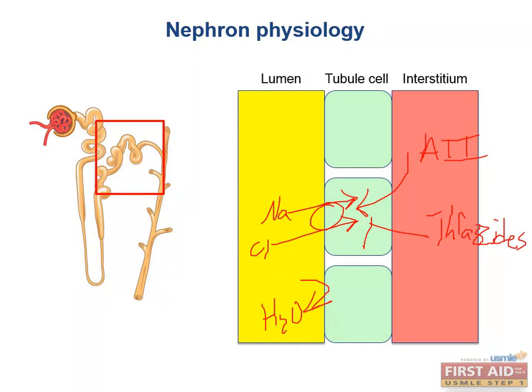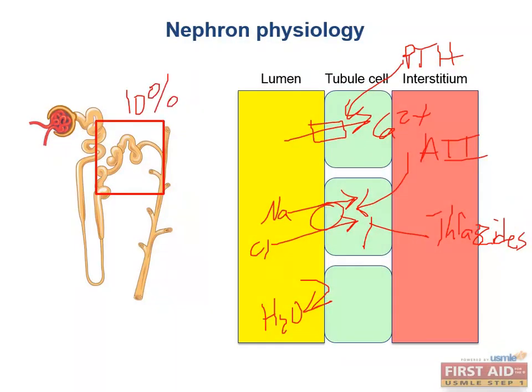And this segment also contributes to calcium reabsorption with a channel that reabsorbs calcium. And this channel can be activated by parathyroid hormone, PTH. So all in all, this segment of the nephron, the distal tubule, contributes to about 10% of the reabsorption of solutes and water. So thiazide diuretics can have a moderate effect on diuresis.